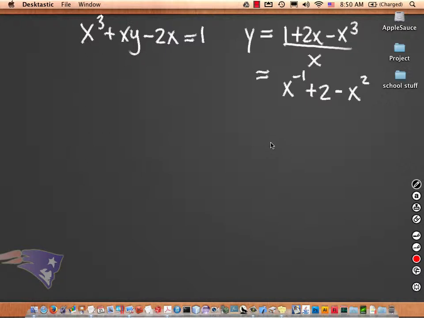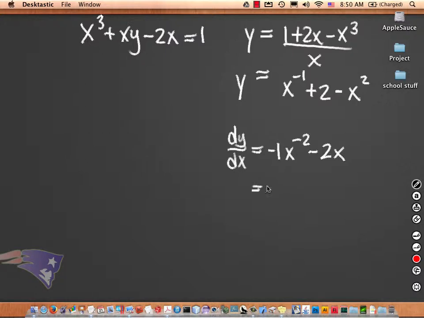I get the x to the negative 1 because that puts it in the denominator. That shouldn't throw you because I have 3 terms in the numerator, so they're all divided by x. Okay, that makes sense. So this would be easier to differentiate here. So that means that dy dx is equal to negative 1 x to the negative 2, that goes away, minus 2x.